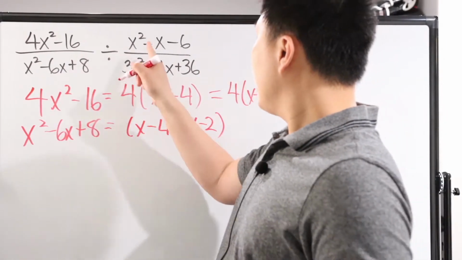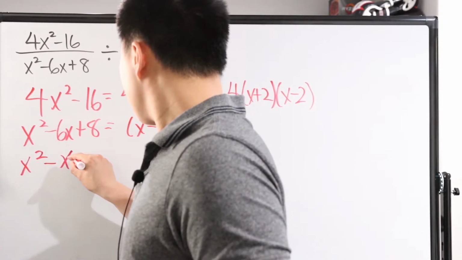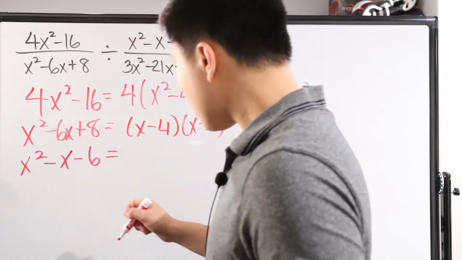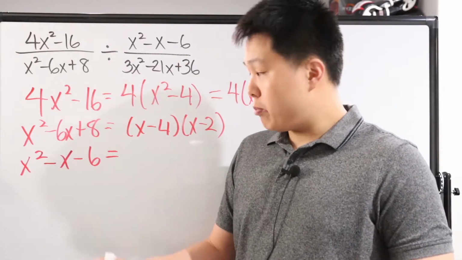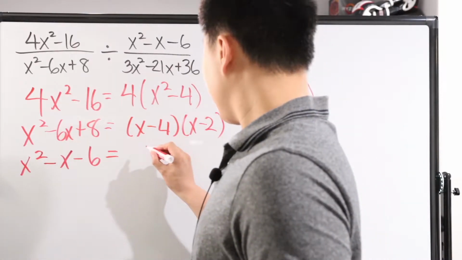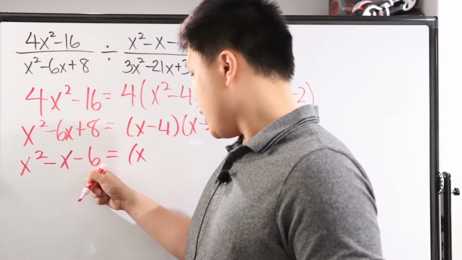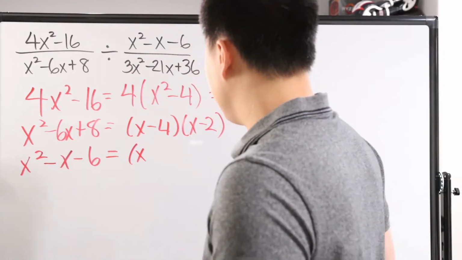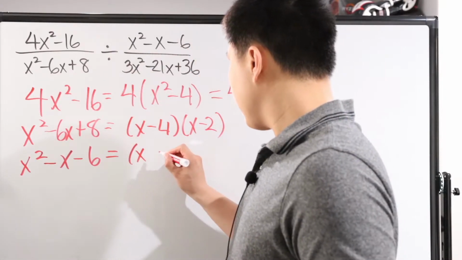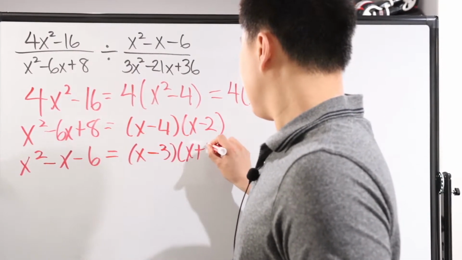Okay, that wasn't bad. Now, the third part, we have x squared minus x minus 6. Once again, two numbers multiply together to become negative 6 and add together to become negative 1. So 3 and 2 make 6, and one of them has to be negative. This is a negative number, so the positive is going to be the smaller number and the negative is going to be the larger number. So it's going to be x minus 3, x plus 2.